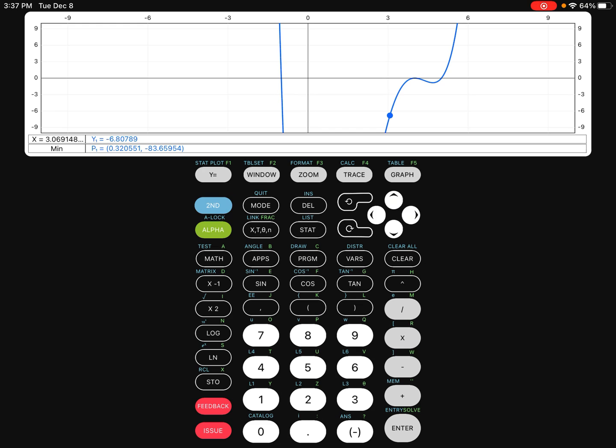So on the bottom corner, it says the point is at 0.32 and -83.66. So that is the relative minimum. I know you can't see it on the graph, but take my word for it. Down below where the screen is, it's going to go down about 83 spots on the y-axis.